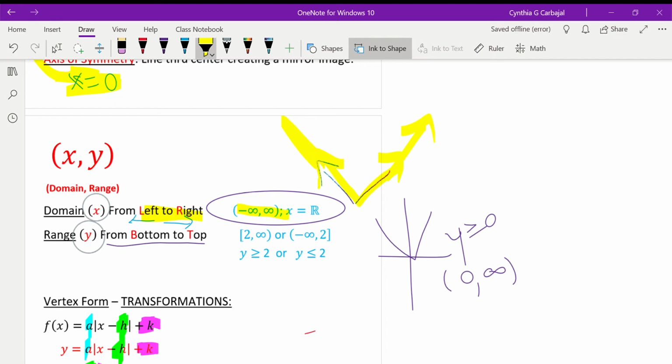They give you a function with absolute value, then more than likely, 99.9% of the time, the answer is going to be all real numbers or negative infinity to positive infinity.